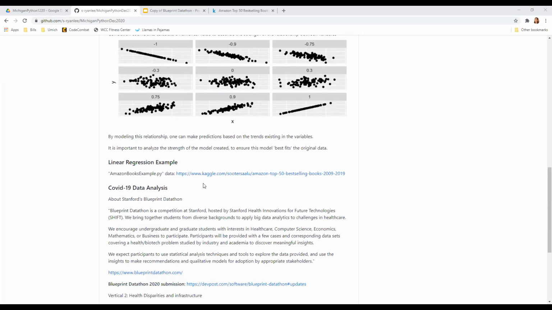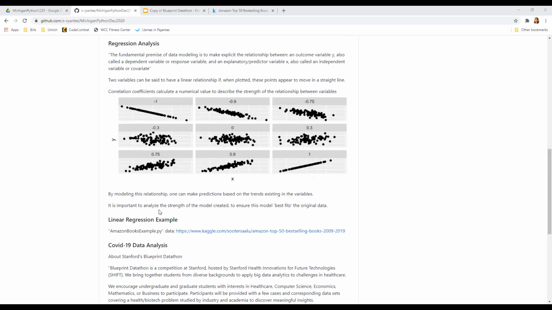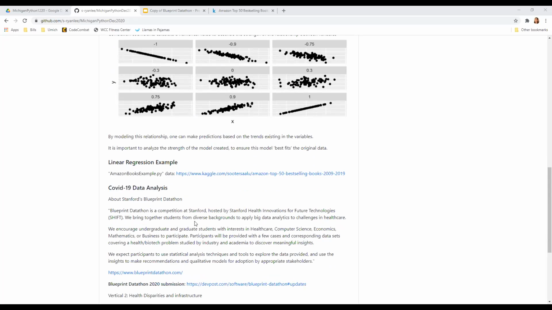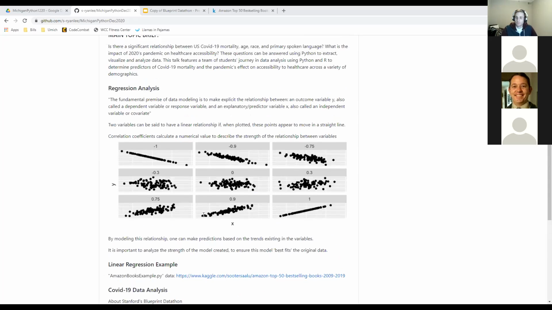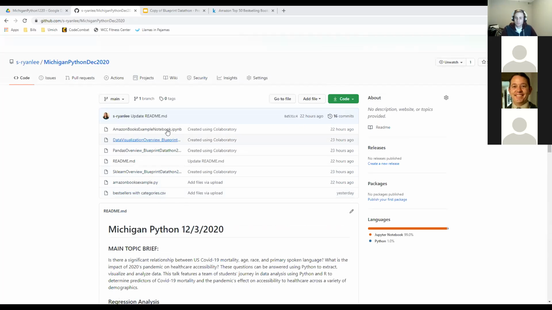I did prepare an example based on some data that I pulled from Kaggle. The link is here, but I also have a Python file as well as a Google Colab notebook, which I'll switch over to real quick. This one here.